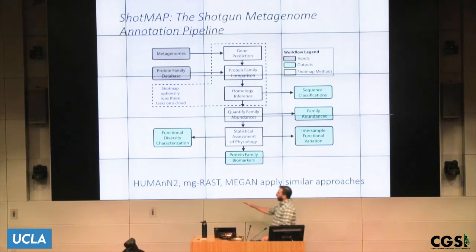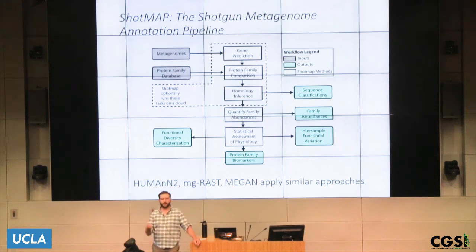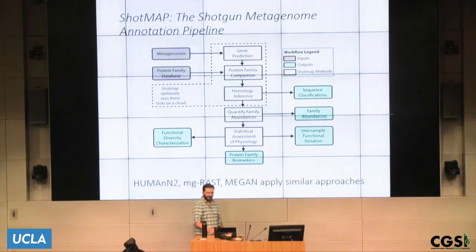ShotMap is actually just one of several excellent tools that are on the market. I'm not here to shill my own stuff. HUMAnN2, MG-RAST, and MEGAN also apply really similar procedures. I will say that HUMAnN2, which is coming out of Curtis Huttenhower's lab, looks to be stellar. It will probably be the standard fare approach, in my opinion, given some really interesting bells and whistles that they're adding into the infrastructure. And so you should keep an eye out for the publication when it gets launched.